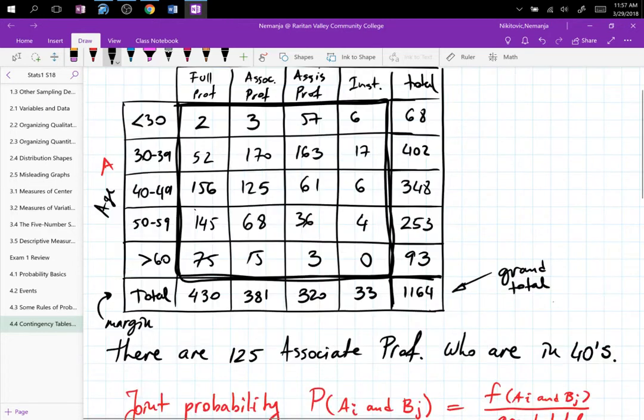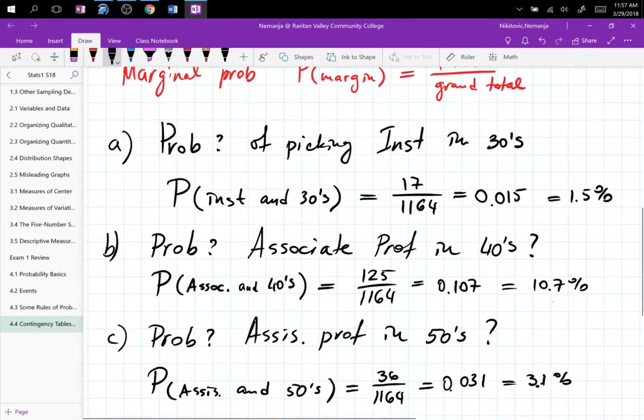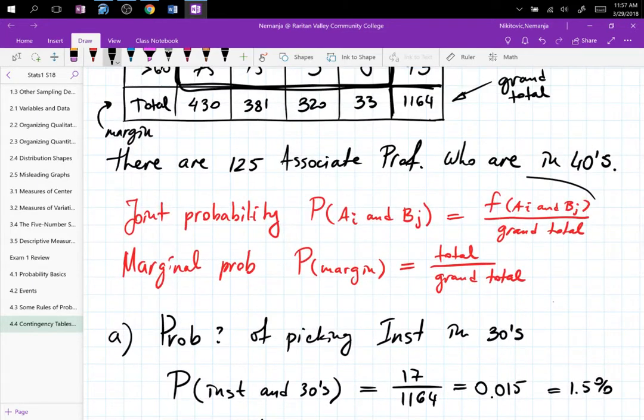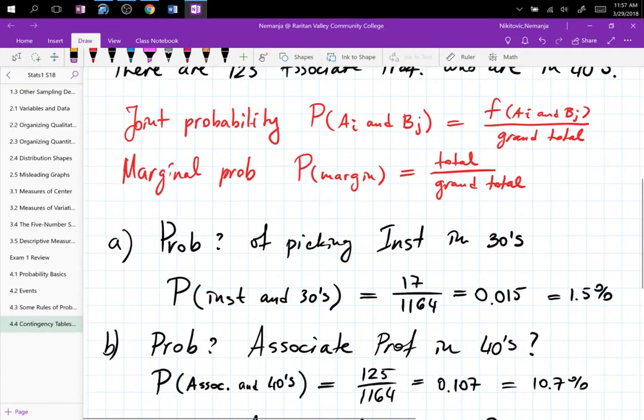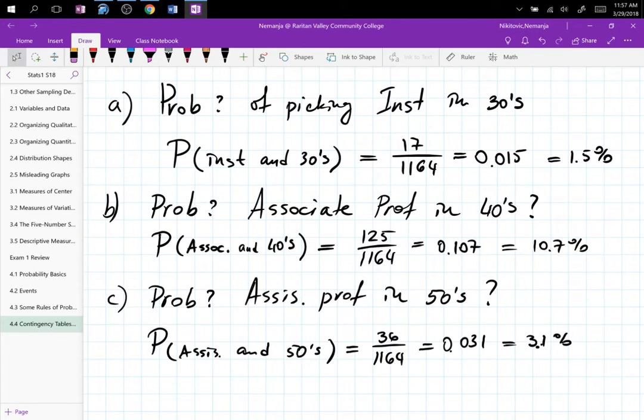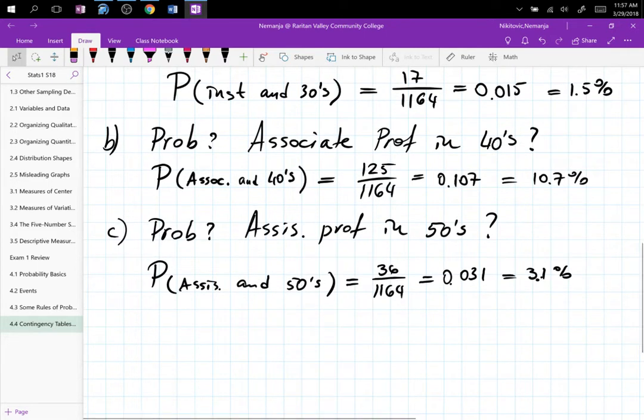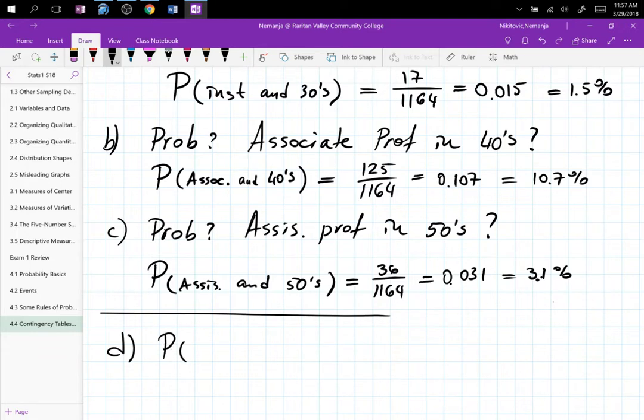Good. So those would be joint probabilities. You go to a particular cell and you divide that by the grand total. Now, you see the word and. So you want the person to be an instructor and you want the person to be in their 40s, right? So that's instructor and 40. Now, the new type of question is going to be, what is the probability of an instructor, so that the person you pick is an instructor.